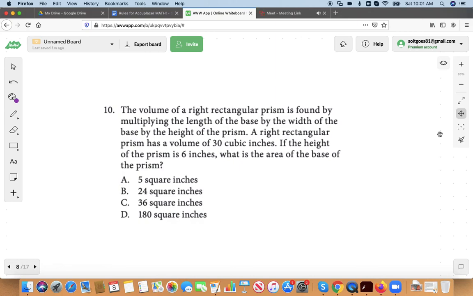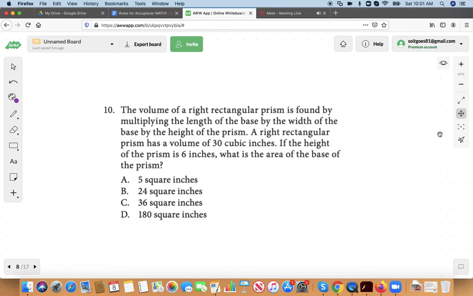And keep in mind, the Accuplacer is an untimed test. You have all the time in the world. So before you start doing, again, the temptation is, I've got a 30 and a 6, I'm just going to divide or multiply. But if you divide them you get answer choice A, and if you multiply them you get answer choice D. It's probably not that simple. I could be wrong. I don't know.